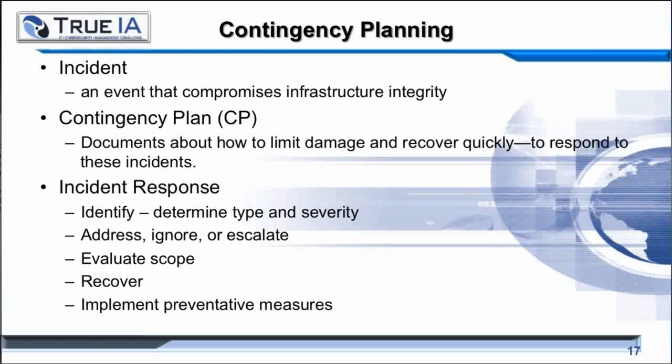Next would be contingency planning. What are we planning against? Well, we're planning against any conceivable type of incident. We do this by documenting our contingency plan. It's a document that shows how to limit the damage and recover quickly and how to respond to incidents. The 5 basic steps when it comes to incident response are to identify, address, evaluate, recover, and then implement any preventative measures. These steps are extremely important to remember, especially for the Network Plus certification.